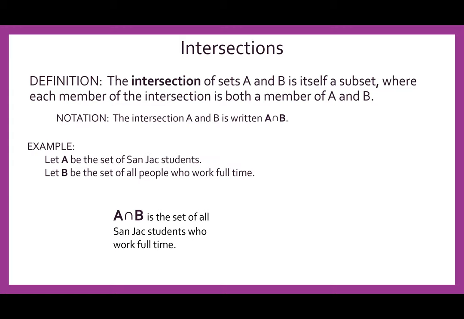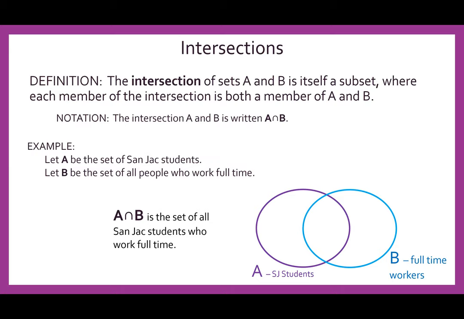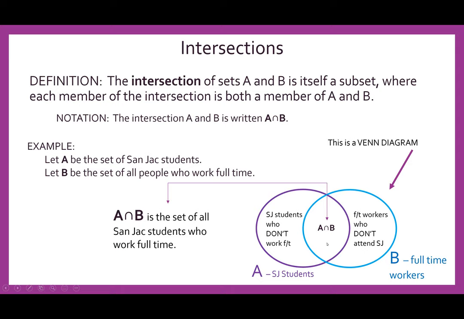And a Venn diagram representation of these two sets and their intersection would look this way. So the intersection is where they overlap. If I'm not in the intersection, but I'm still in A, right? So now I'm in A, but I'm not in B, then that means I'm still a San Jacinto student, but I don't work full time. Because if I did work full time, I would be in this intersection area. Similarly, if I'm in B, but not in the intersection, meaning I'm in B and I'm not in A, then that just means I'm a full-time worker who doesn't attend San Jacinto. Again, this middle area, this overlap, is representative of A intersect B. It contains all of the San Jacinto students who work full-time.